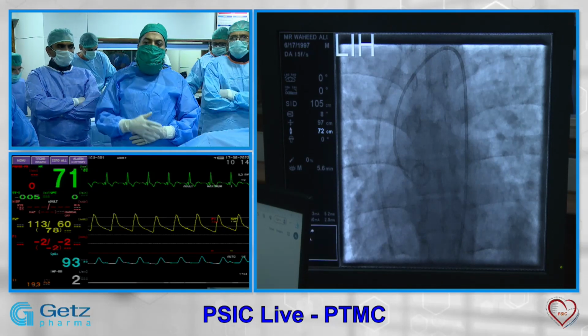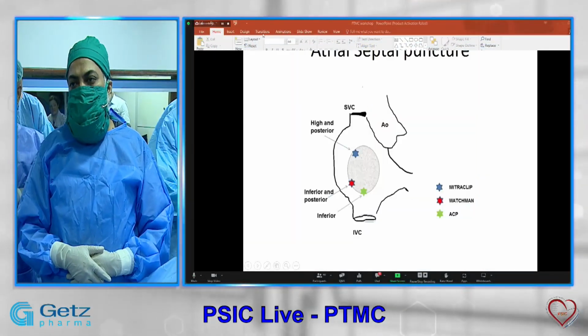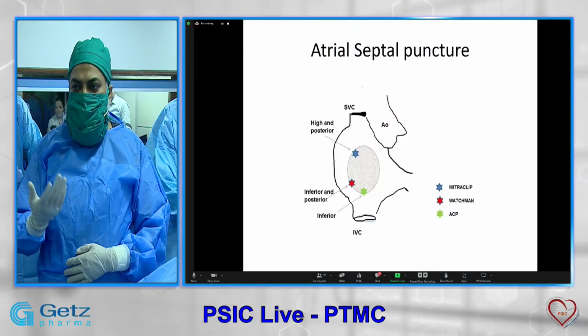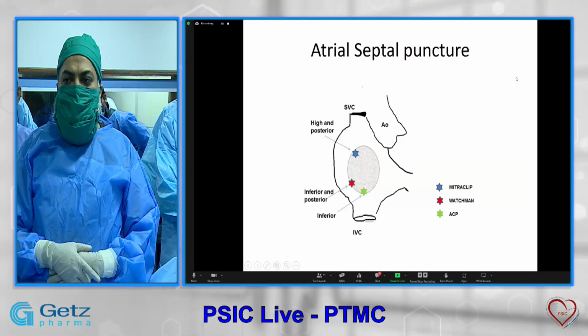Because you may have different locations for the septal puncture. Next, please. Can we go full screen, or is this the one we need to know?